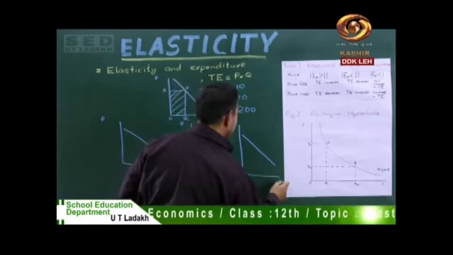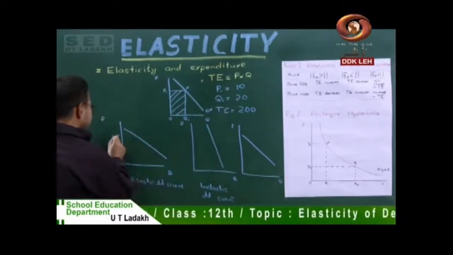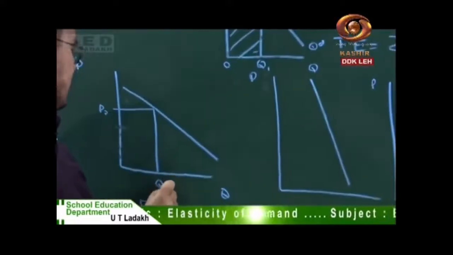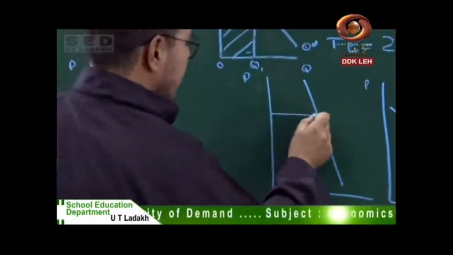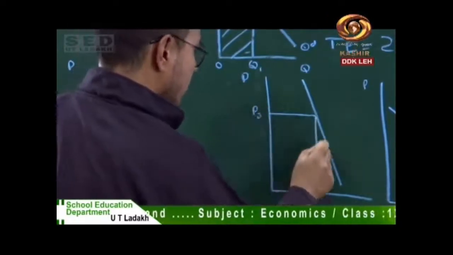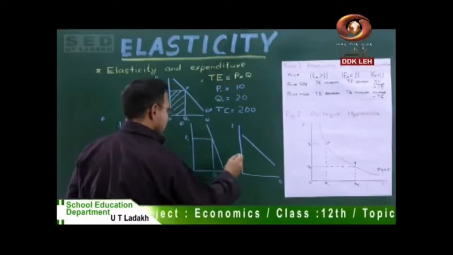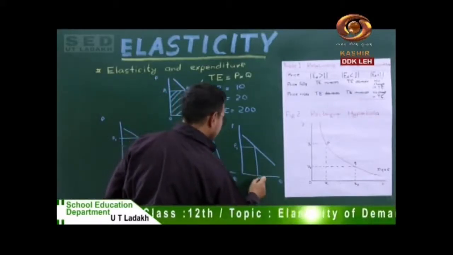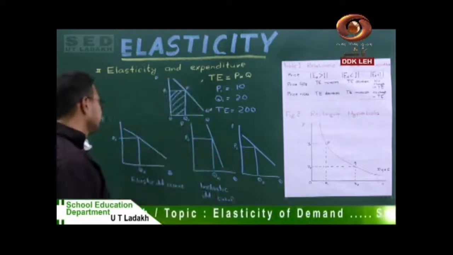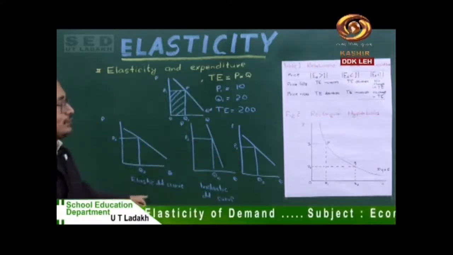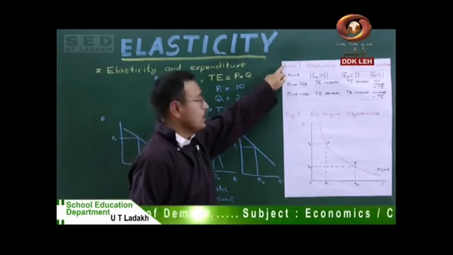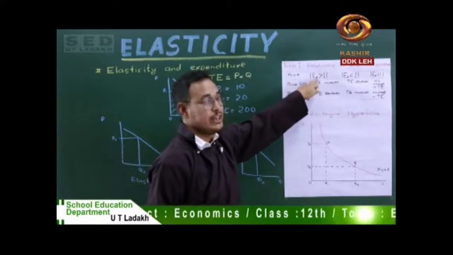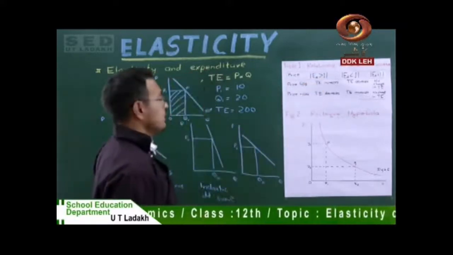P and Q. Now suppose this is your initial expenditure, P naught, Q naught, this entire area. Over here I also draw the same, P naught, Q naught, and say P naught and Q naught. Now the first is your elastic demand curve. In this table, this portion represents your elastic demand curve. Here the absolute value of ED is greater than 1. So this is this curve.